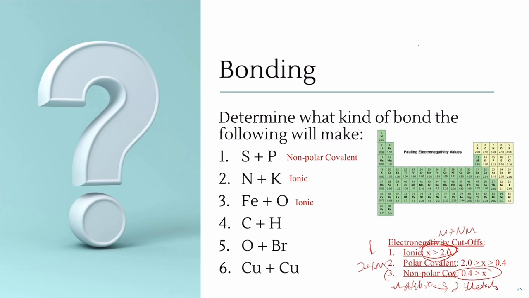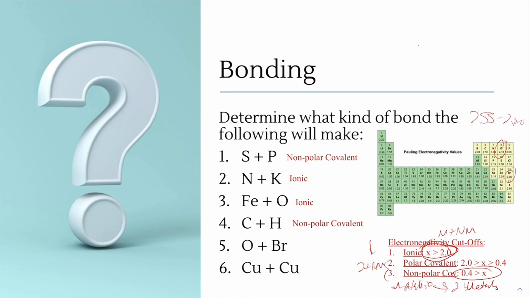All right, now, carbon and hydrogen. Carbon and hydrogen, you'll notice those are really close to each other. The difference between those, 2.55 minus 2.20, is going to be less than 0.4. So that's going to be a nonpolar covalent bond. All right, now oxygen and bromine. So oxygen's right here and bromine's right there.